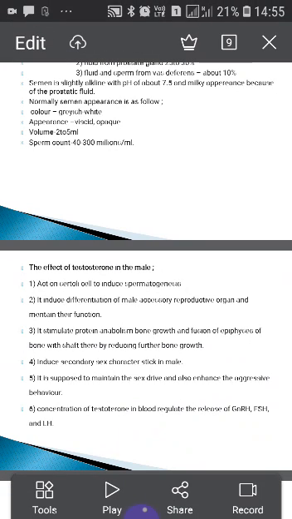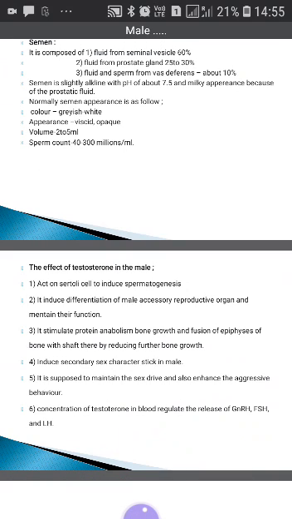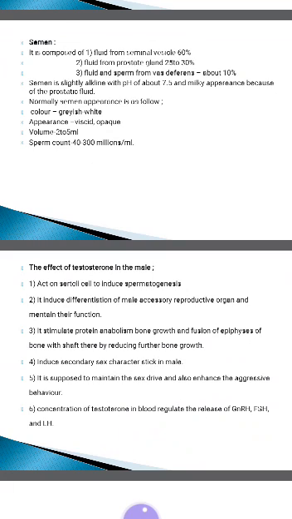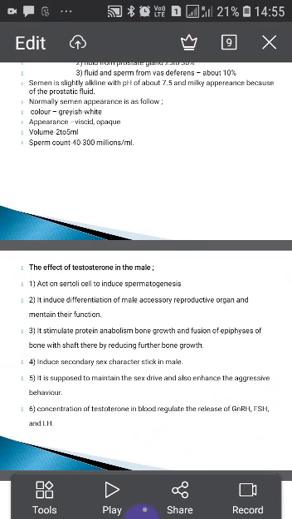Third, it stimulates protein anabolism, bone growth, and fusion of the epiphysis of bone with the shaft, thereby reducing further bone growth. Fourth, it induces secondary sex characteristics in male. Fifth, it is supposed to maintain the sex drive and also enhance aggressive behavior.